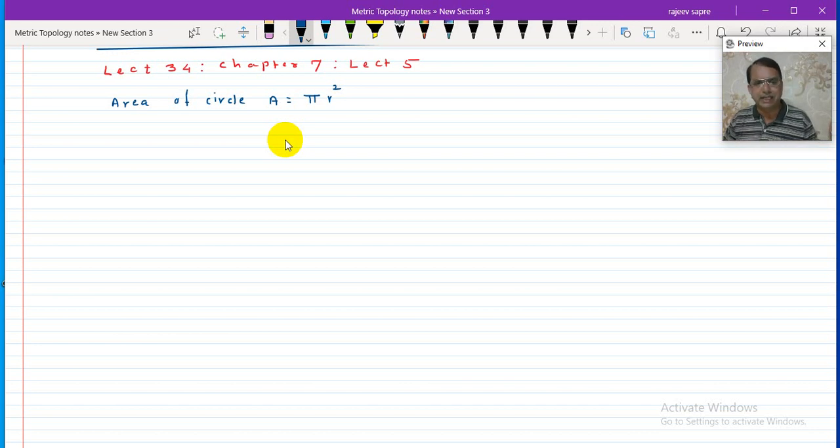So when radius is 1, it is just A equals pi, right? If r is 1, area is just pi. When r is 2, area is pi into r square, so 4 pi, right? When radius is 3, this will be 9 pi. So pi, 4 pi, 9 pi, these are increasing. This is an increasing trend. The value of A keeps increasing. Why is it increasing? Because you increased the radius.